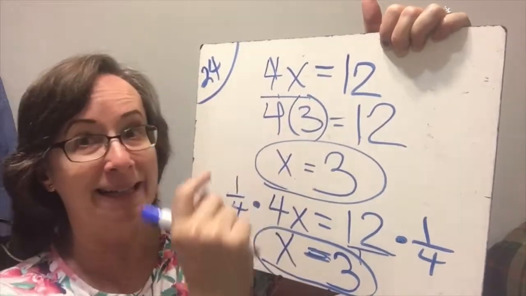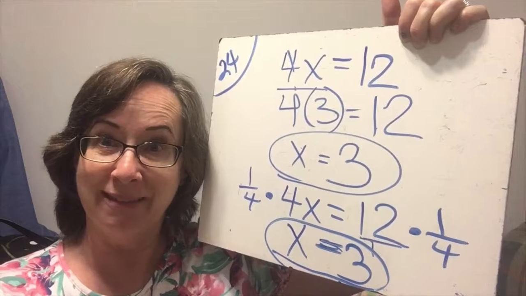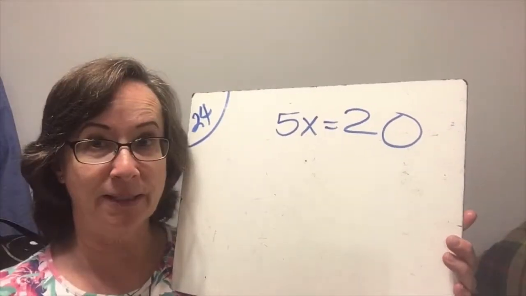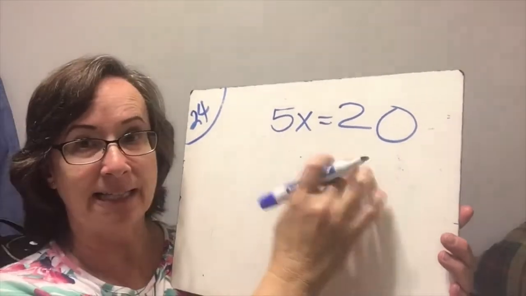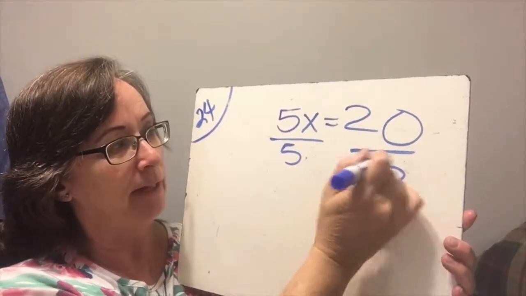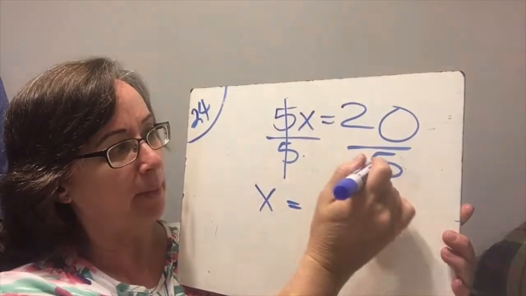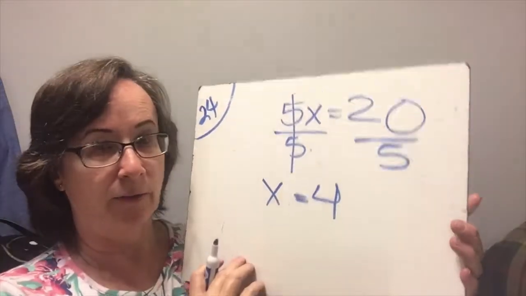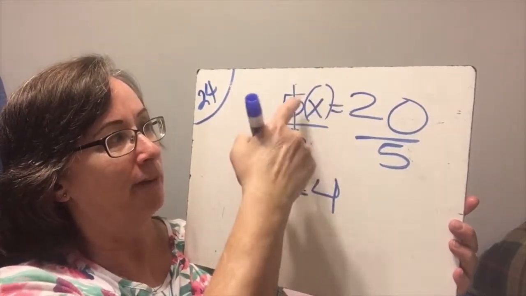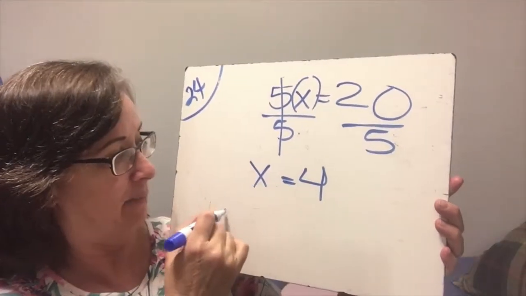Dividing by 4 is the same thing as multiplying by 1/4. They're the same. Okay, let's do this one 2 ways. We have 5x equals 20. So we could divide by 5 and divide by 5, and then we would get x equals 20 divided by 5, which is 4. Okay, and when we plug 4 back in here, we get 5 times 4 is 20, and we get back to our original statement is true.